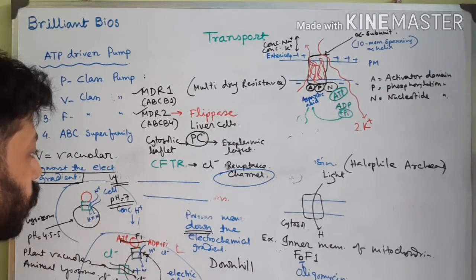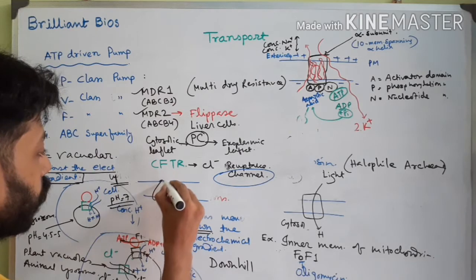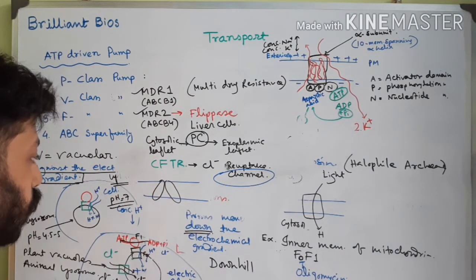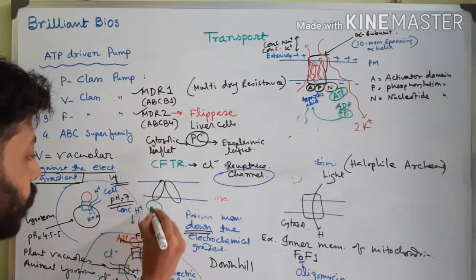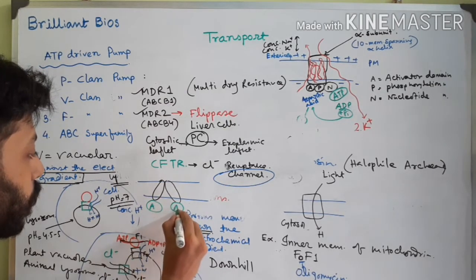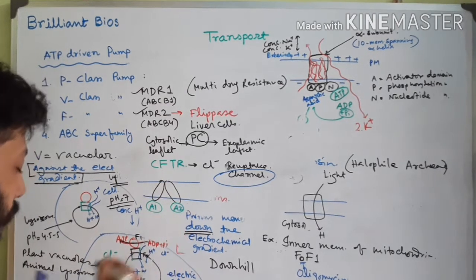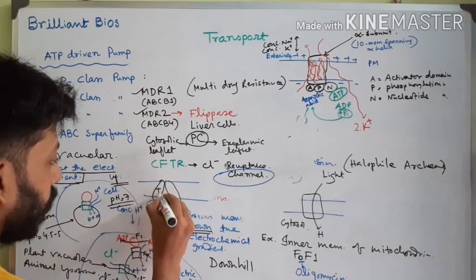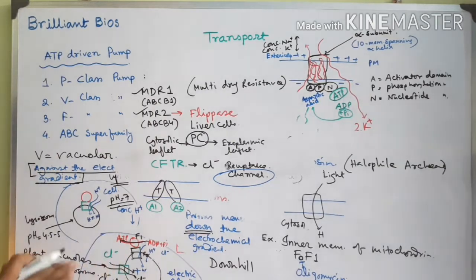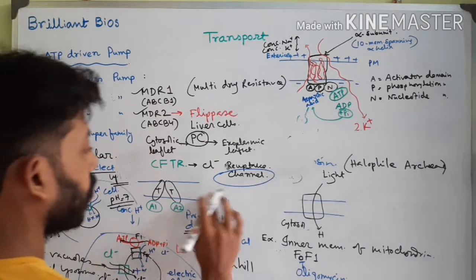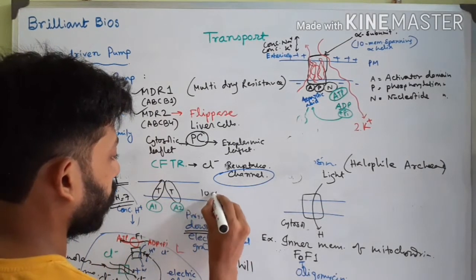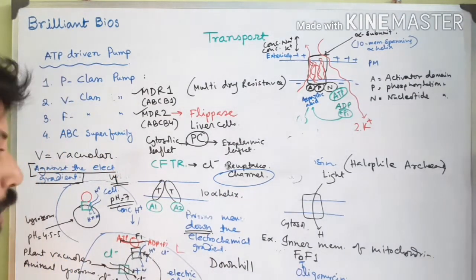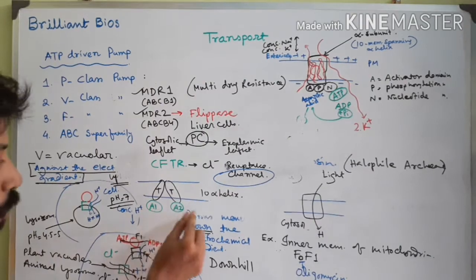They have two transmembrane domains like this and two ATP binding domains, A1 and A2. These are called transmembrane domains, and each transmembrane domain has 10 alpha helices, membrane spanning alpha helices. And ATP hydrolysis occurs here.